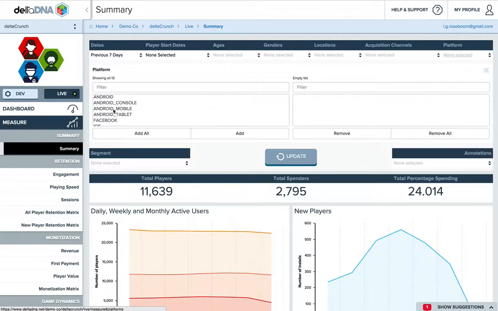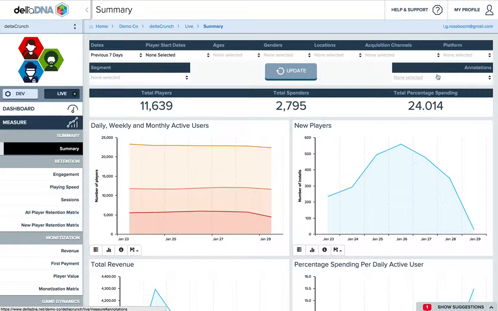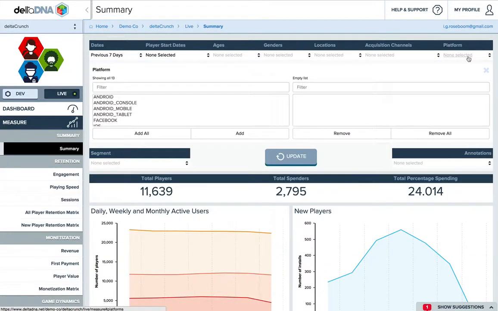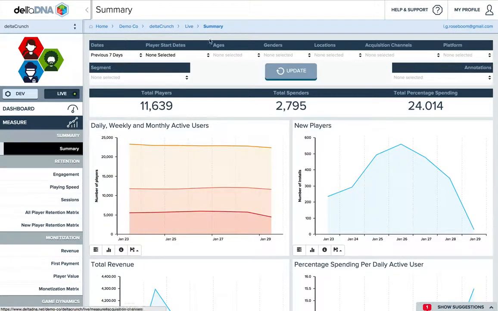You can filter by anything that you send us. So here for Delta Crunch we have a range of platforms and a range of acquisition channels, which is what you would hope to have coming in from your game, so that you can slice and dice a little bit on this page to see what's going on in your game. The other things up here at the top are segments, which I'll talk about now, and annotations, which I won't, except to say that we'll cover annotations at the end. Basically, what that allows you to do is put some notes on the charts. But let's talk about segments.